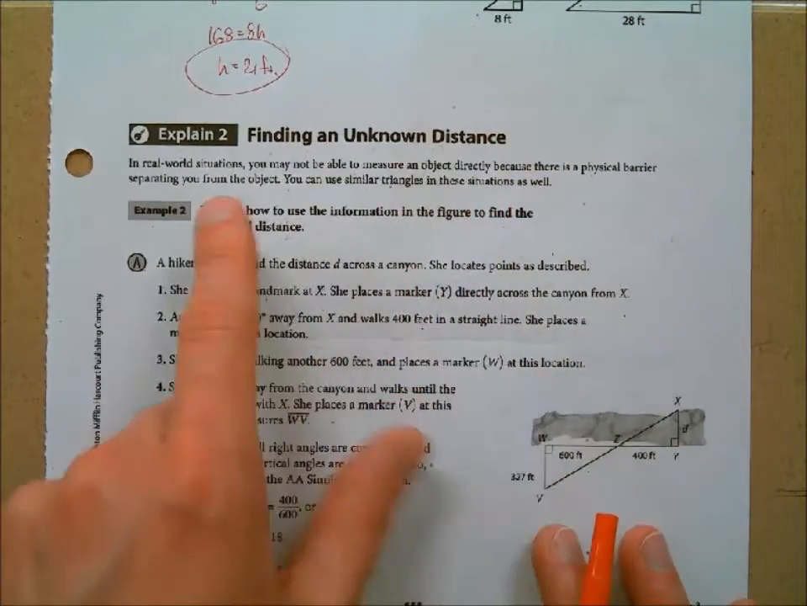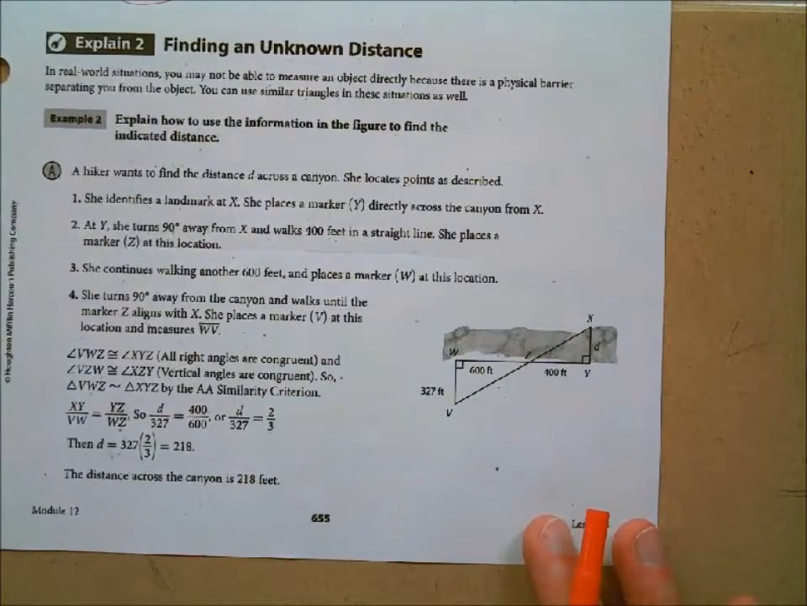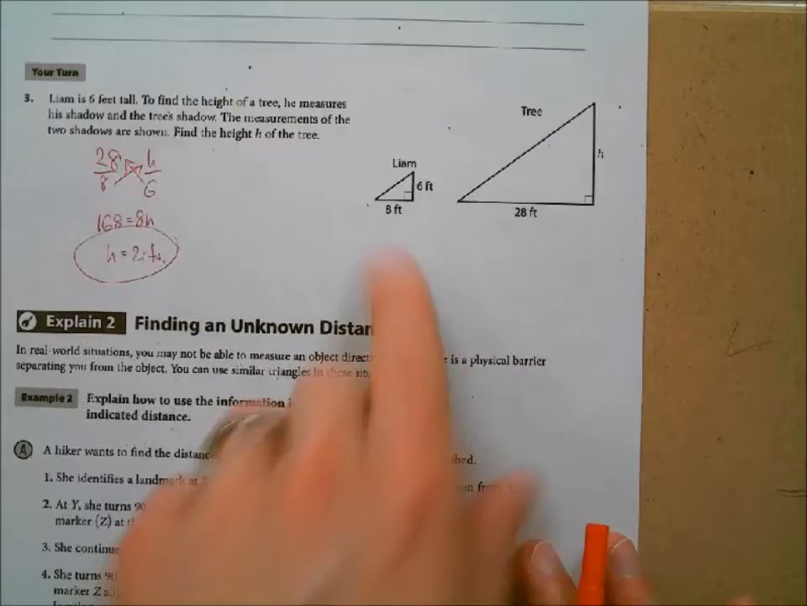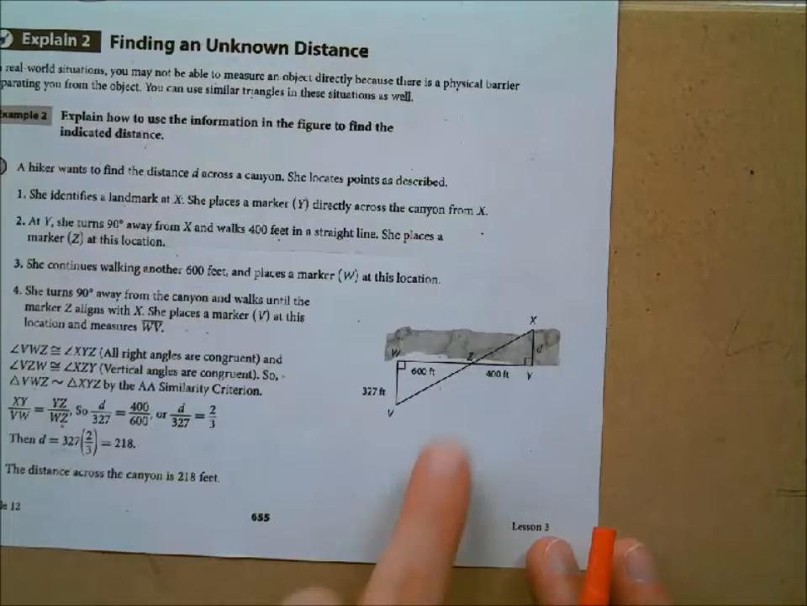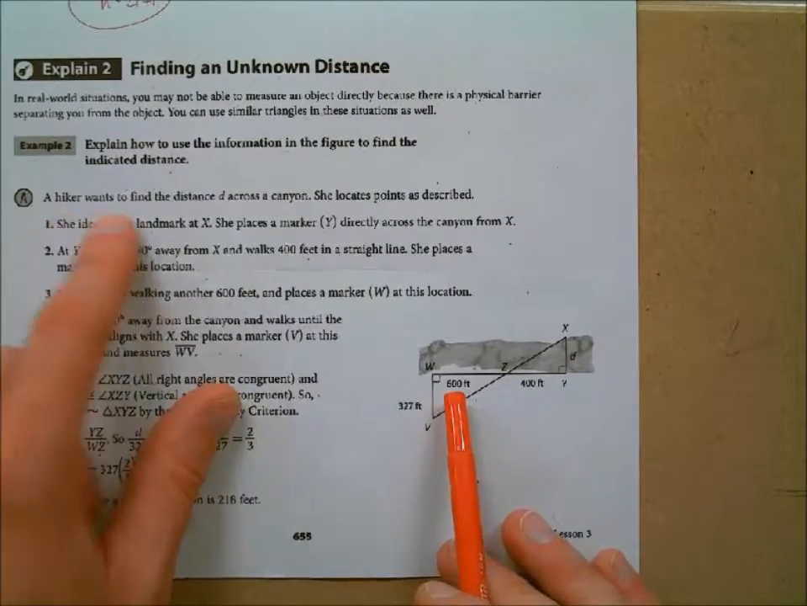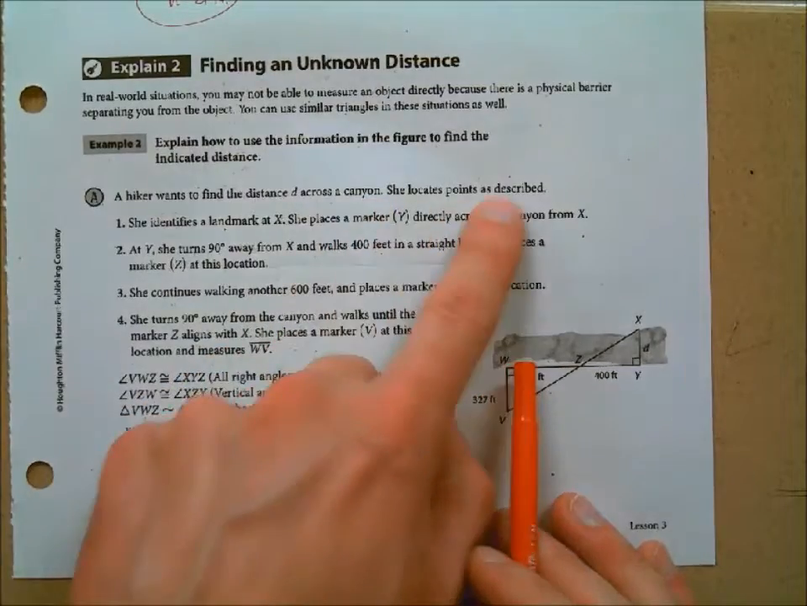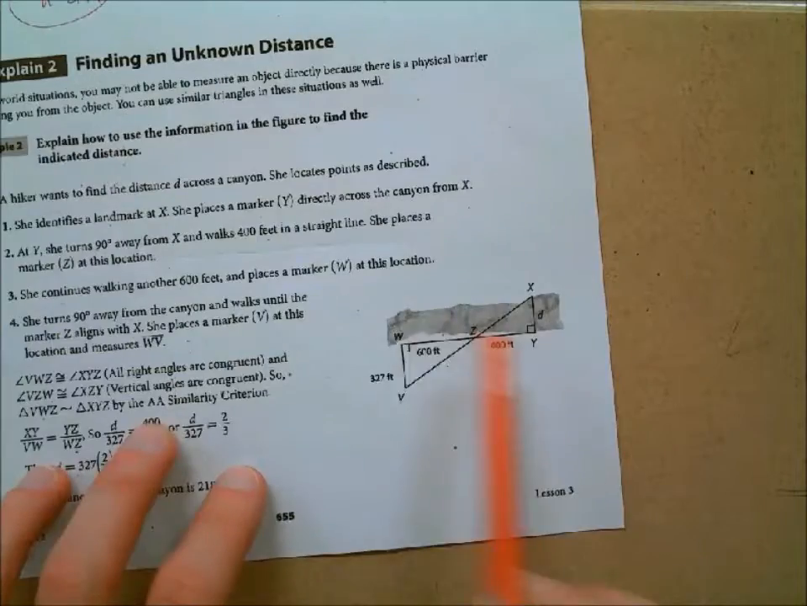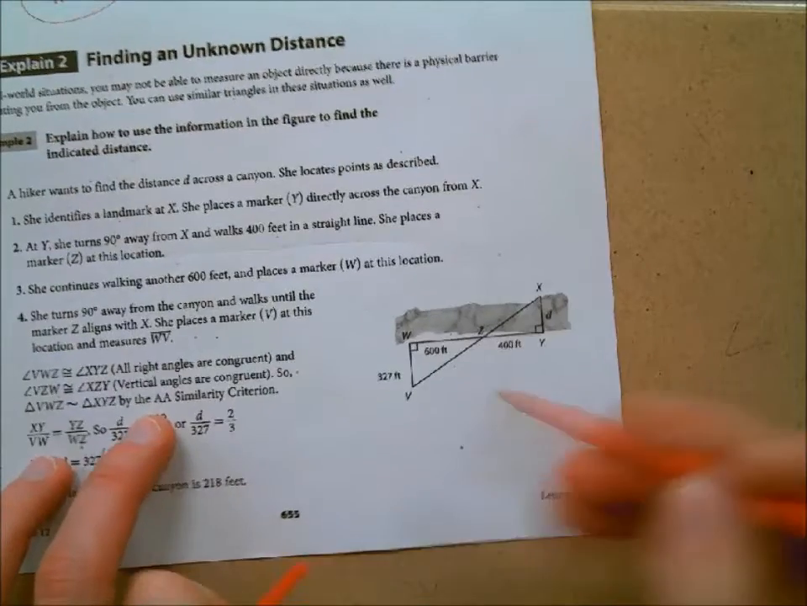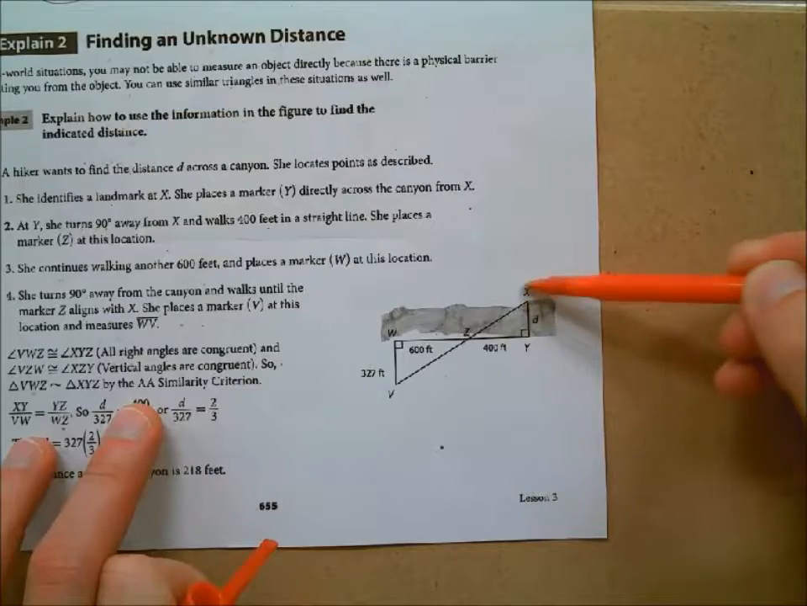So we've got a situation right here. Okay, this is a top-down situation. We're looking from the top down, like a bird's eye view here. Before, we were looking at a side view. Now we've got a bird's eye view right here. So what is this? A hiker wants to find the distance d across a canyon. She locates points as described. So in other words, we've got this canyon right here we're looking down on. The hiker starts out by locating a landmark on the other side of the canyon.